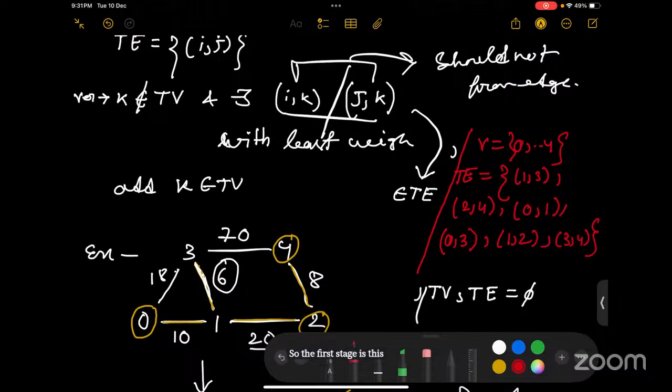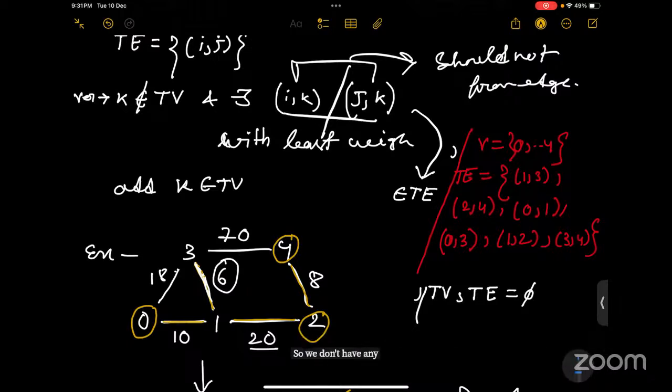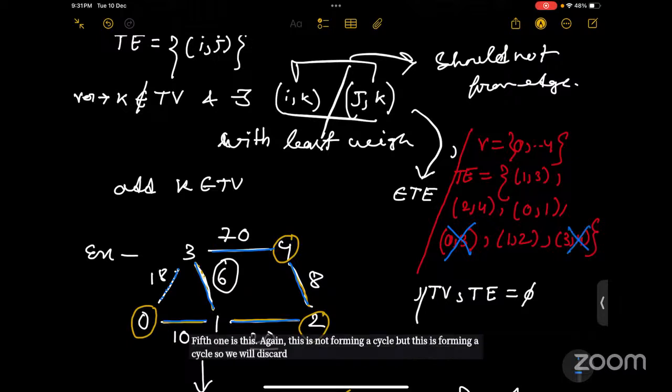Okay. So the first edge is this. So we don't have any problem with this, right? Okay. The second is 2, 4. So this is again not forming a cycle. Third is this. Fourth is this one, right? Which is forming a cycle. So we have a problem with that. So we will discard it. Okay. Yes, ma'am. And the fifth one is this. Again, this is not forming a cycle, but this is forming a cycle.